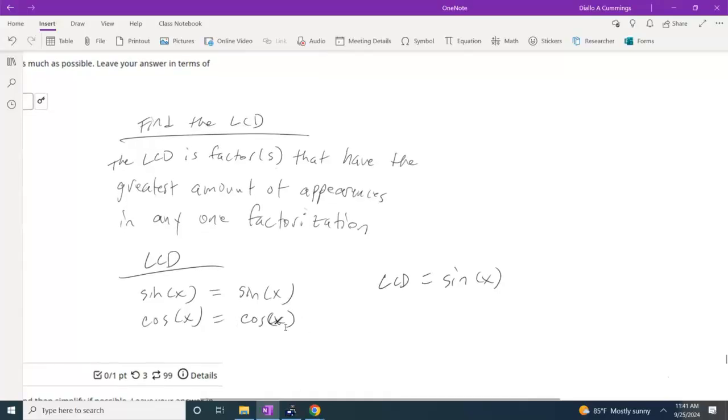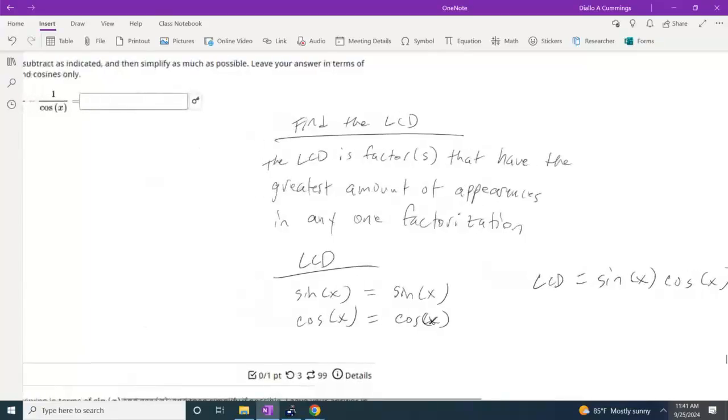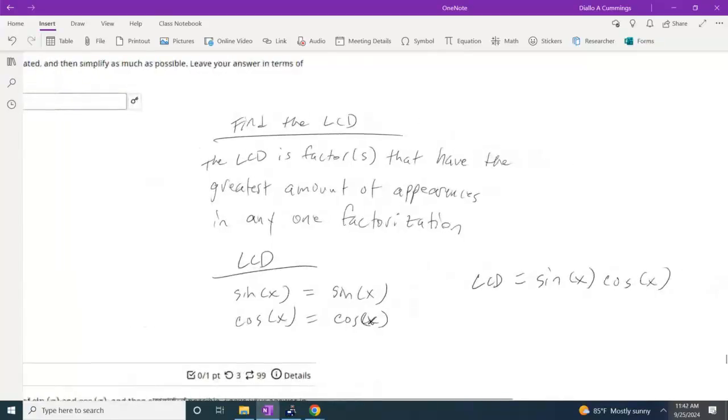Next I'm going to look at my next denominator, cosine. The cosine appears once in this factorization and doesn't appear at all in the other. The greatest amount of times that the cosine factor appears is once, so I'm only going to use it in my least common denominator once. So the least common denominator is sine x cosine x.